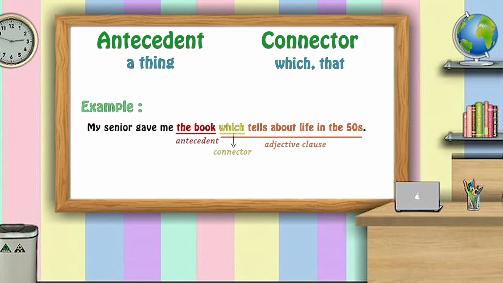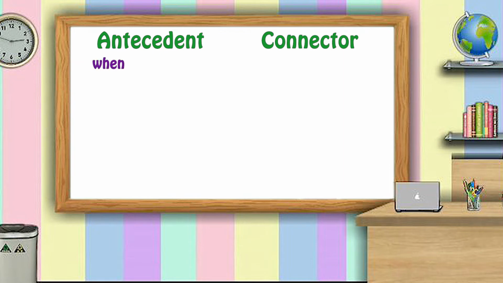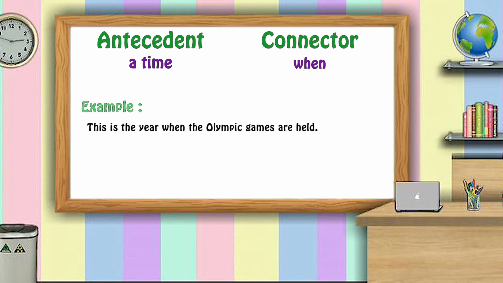When the antecedent is a time, we use the relative adverb when. For example, this is the year when the Olympic Games are held. The year is the antecedent showing time, and when is the connector or relative adverb. When the Olympic Games are held is the adjective clause that modifies the word the year.